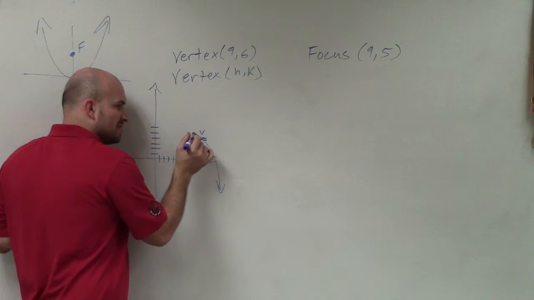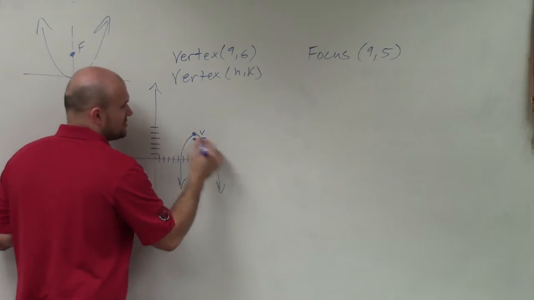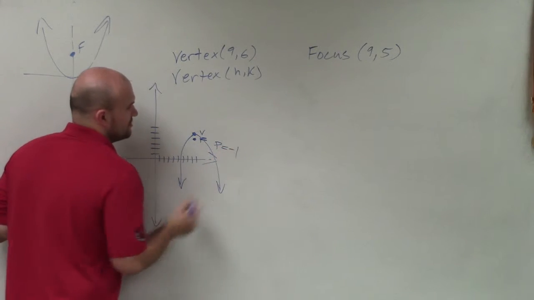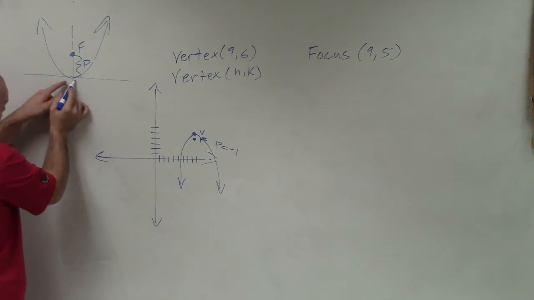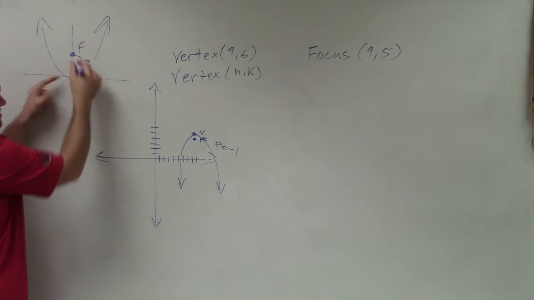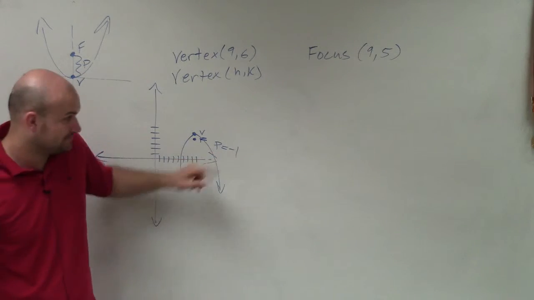So what is the distance from the vertex to the focus? Well, the only distance is 1, but it's in the negative direction. So I can say p is equal to -1. Because remember, p represents the distance from the vertex to the focus. But since p is going down in this case, it's a -1.